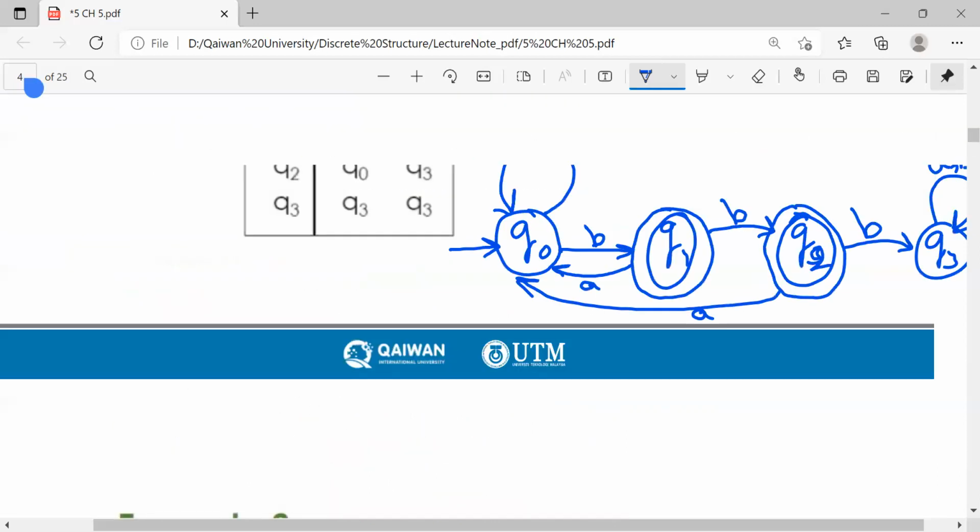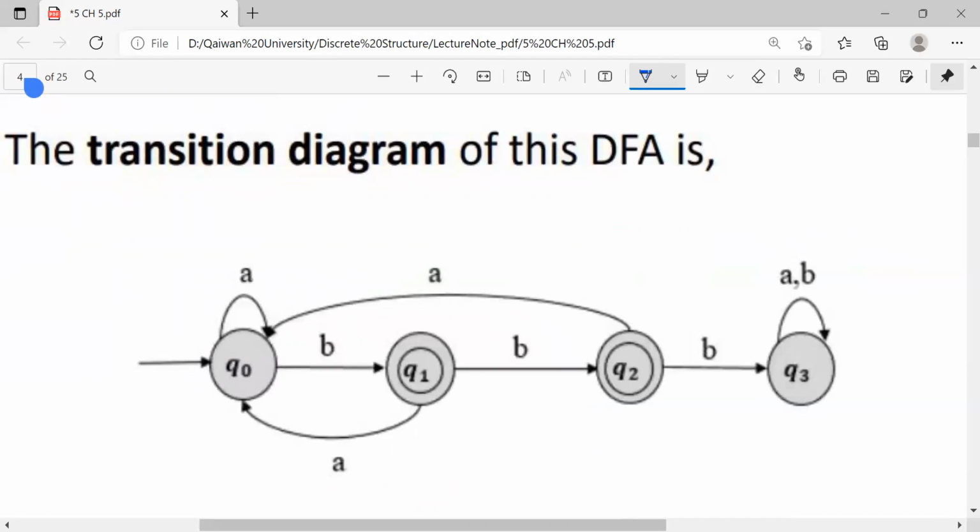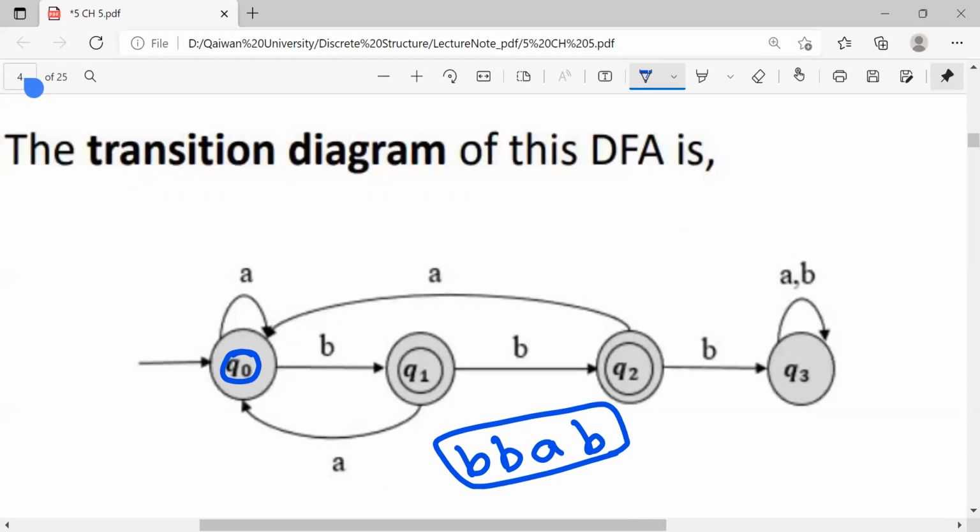Let's return to here. For example, we say B, A, B. Is this accepted by M or not? Look, we always must start from Q naught, its initial state. If we start from Q naught, with B, we get Q1. And Q1 with B, look, this is with A, and this is with B, it goes to Q2. That means again B equals Q2.